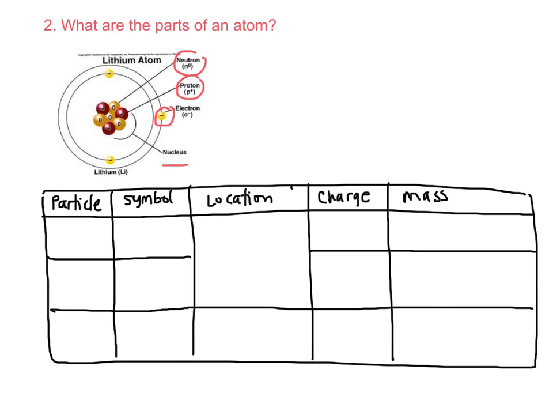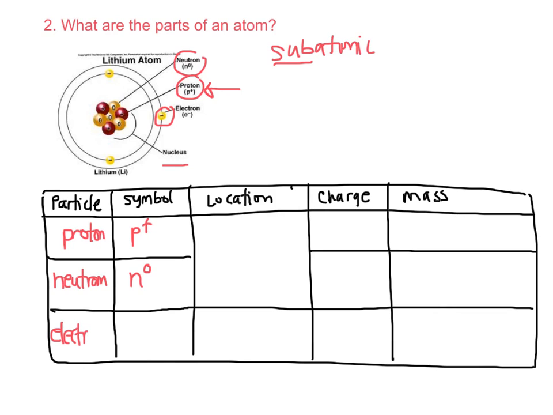So the subatomic particles, by the way, subatomic: sub means within, and atomic means the atom, right? So subatomic means within the atom. The particle proton has the symbol P+, like you see right here. A neutron has the symbol N0, and an electron has the symbol E-.